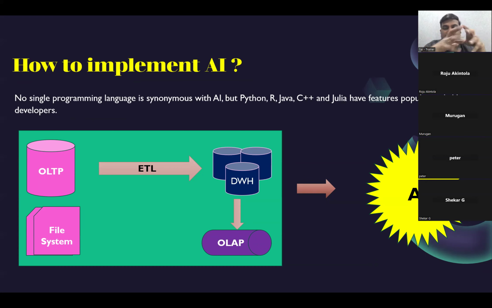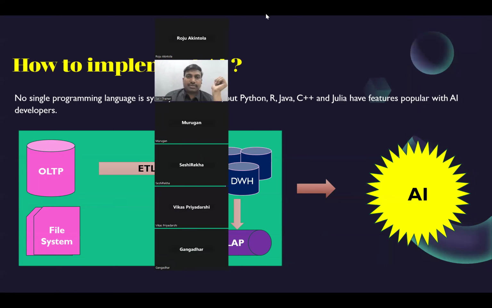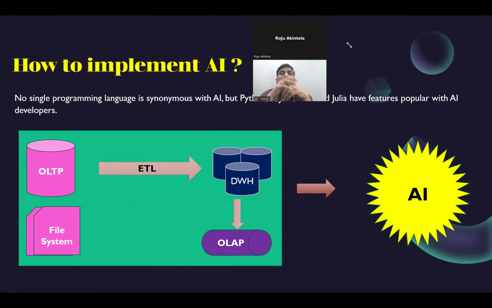We know OLTP, right? We know OLTP and OLAP, data warehouse. There are different database systems with us, right? Yes, we have various database types.